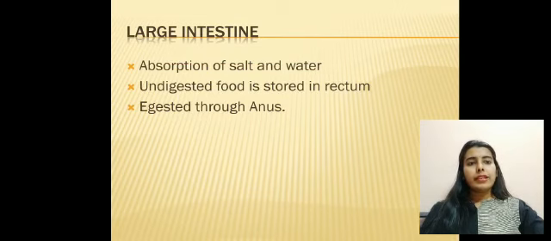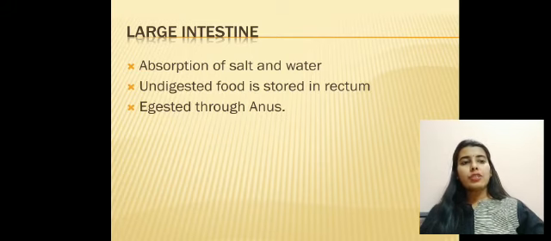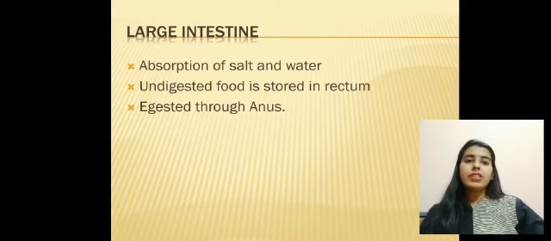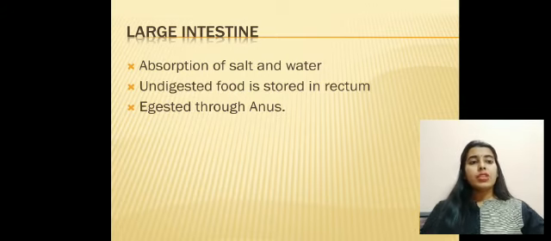Now after the small intestine has absorbed the nutrition, the remaining waste product will reach the large intestine. The large intestine is not large in size, it is large in diameter, and the small intestine has a smaller diameter. Although the length of the small intestine is many times more if we compare it to the large intestine. In the large intestine, absorption of salt and water occurs, and whatever undigested food remains will be stored in the rectum and egested out through the anus. So this is how digestion happens in human beings.